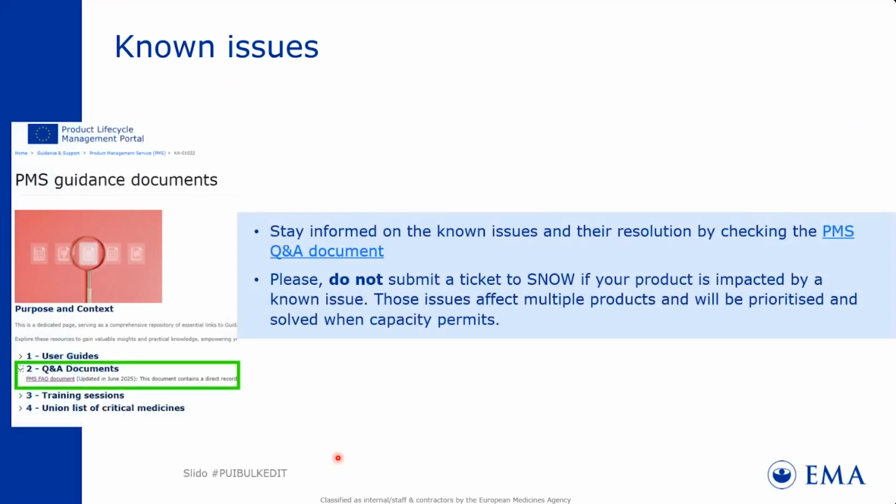How can you be informed of these known issues? So there is a Q&A document. I will navigate now so you can see what it is. It is really important that you go to this Q&A document and check which are the known issues, if they were solved or if they will be solved. And it's also important for you not to open tickets for known issues, because we will close those tickets saying that, yeah, it's a known issue, we cannot do anything for the moment, we are working on that. So it will help us a lot to reduce the amount of tickets if you don't open tickets for known issues.